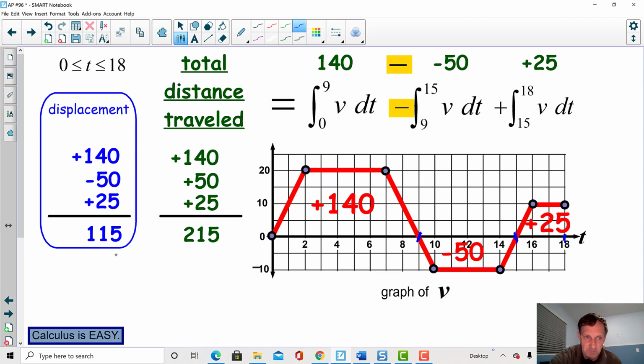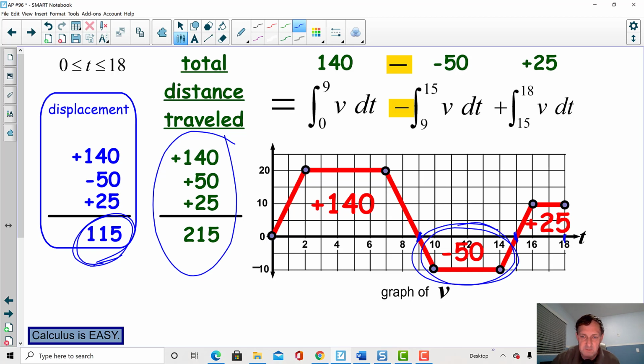Now for the displacement, you would get 115. Because from t equals 0 to t equals 18, your position would be 115 units further to the right compared to where the squirrel was when he started when t was 0. But if we wanted to get the total distance traveled, then the distance that the squirrel traveled to the left is still a distance that the squirrel traveled. So we still want to account for that. So we're going to make that a positive 50 instead of a negative 50. And we would get for the total distance traveled 215.